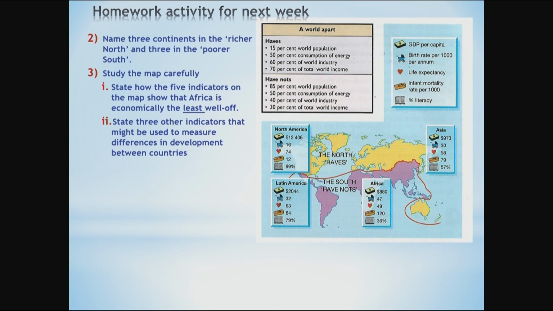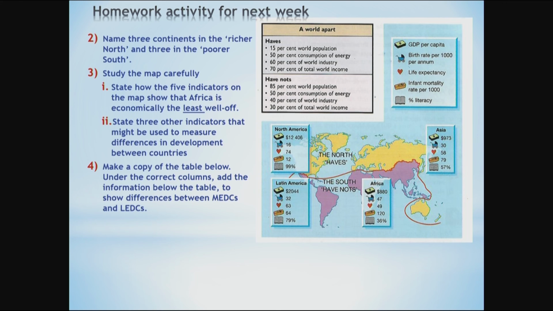For question 3, study the map carefully. Part 1, state how the 5 indicators on the map show that Africa is economically the least well off. And part 2, state 3 other indicators that might be used to measure differences in development between countries.